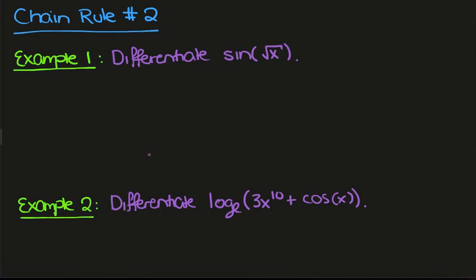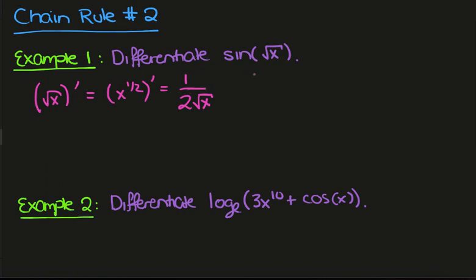Okay, so in today's video, we want to look at differentiating functions using the chain rule. Again, we're going to look at some more complicated examples. So let's look at differentiating sine of the square root of x. So let's just recall that the derivative of the square root of x is the derivative of x to the 1/2, which is 1 over 2 square root of x.